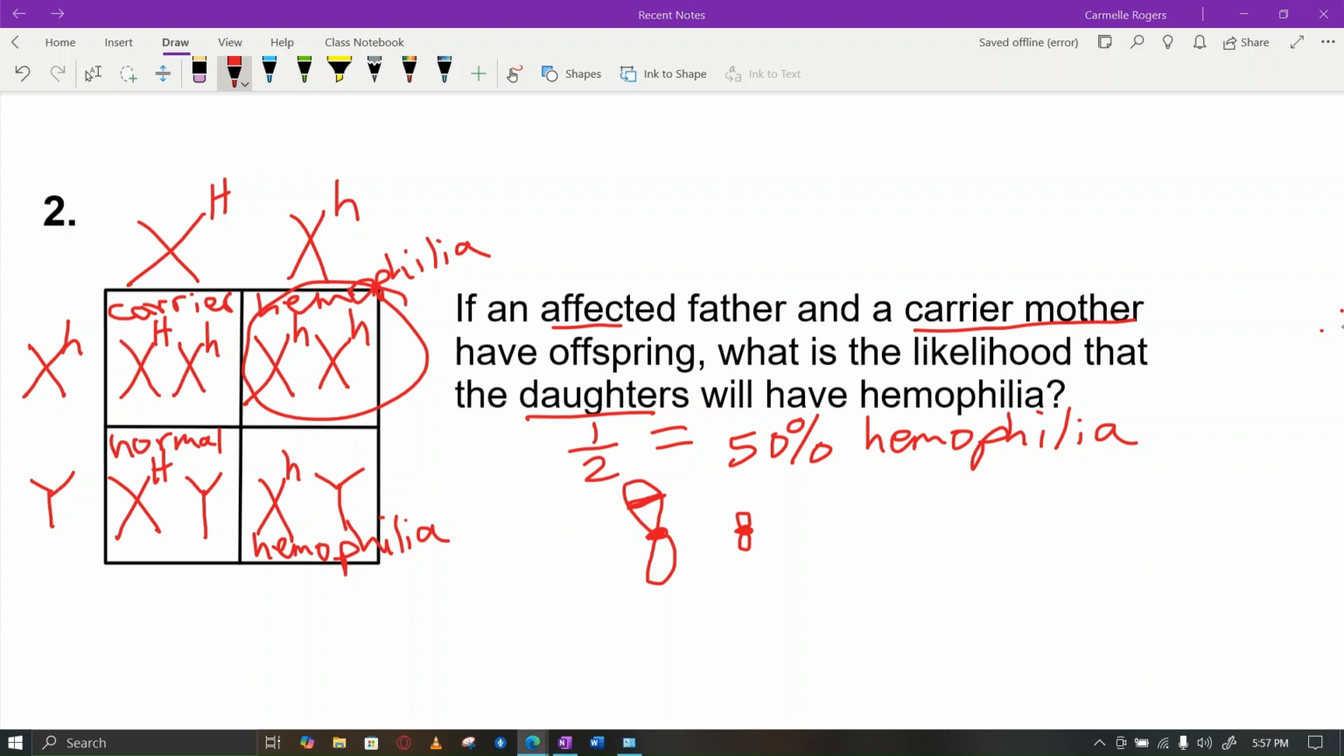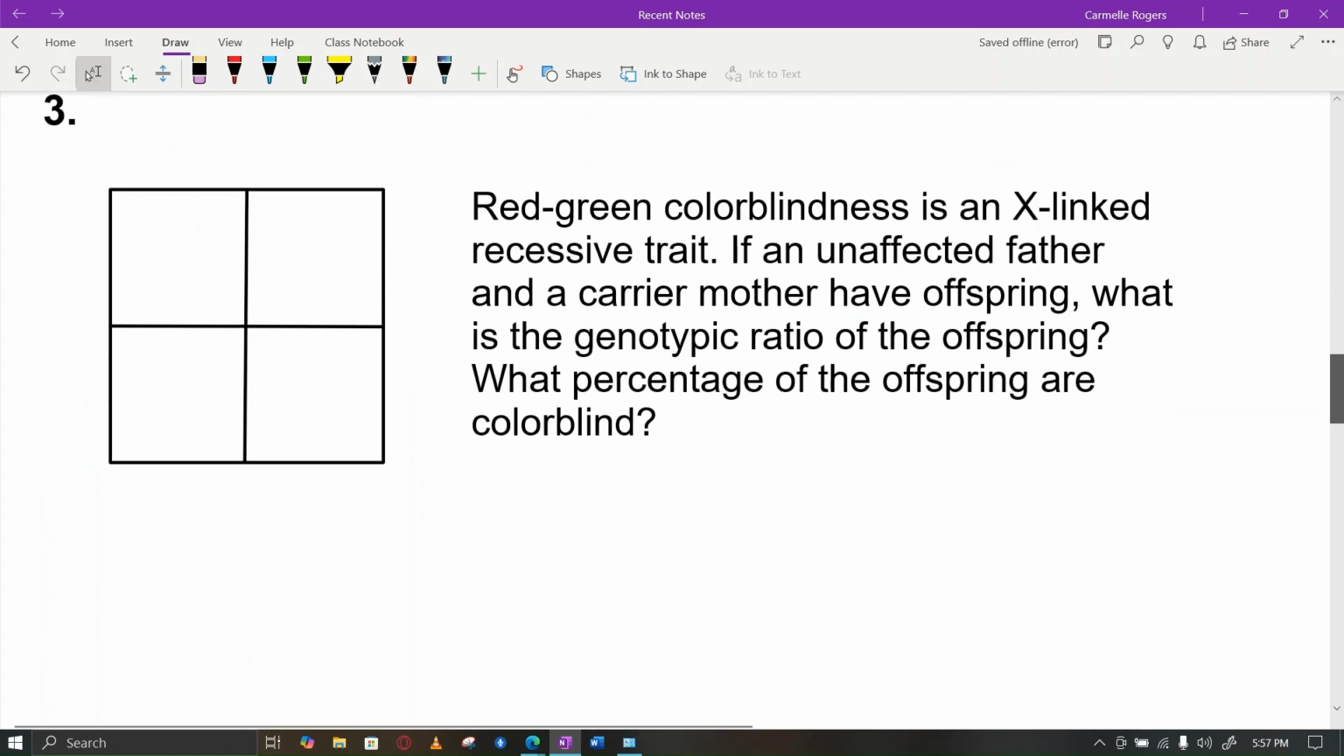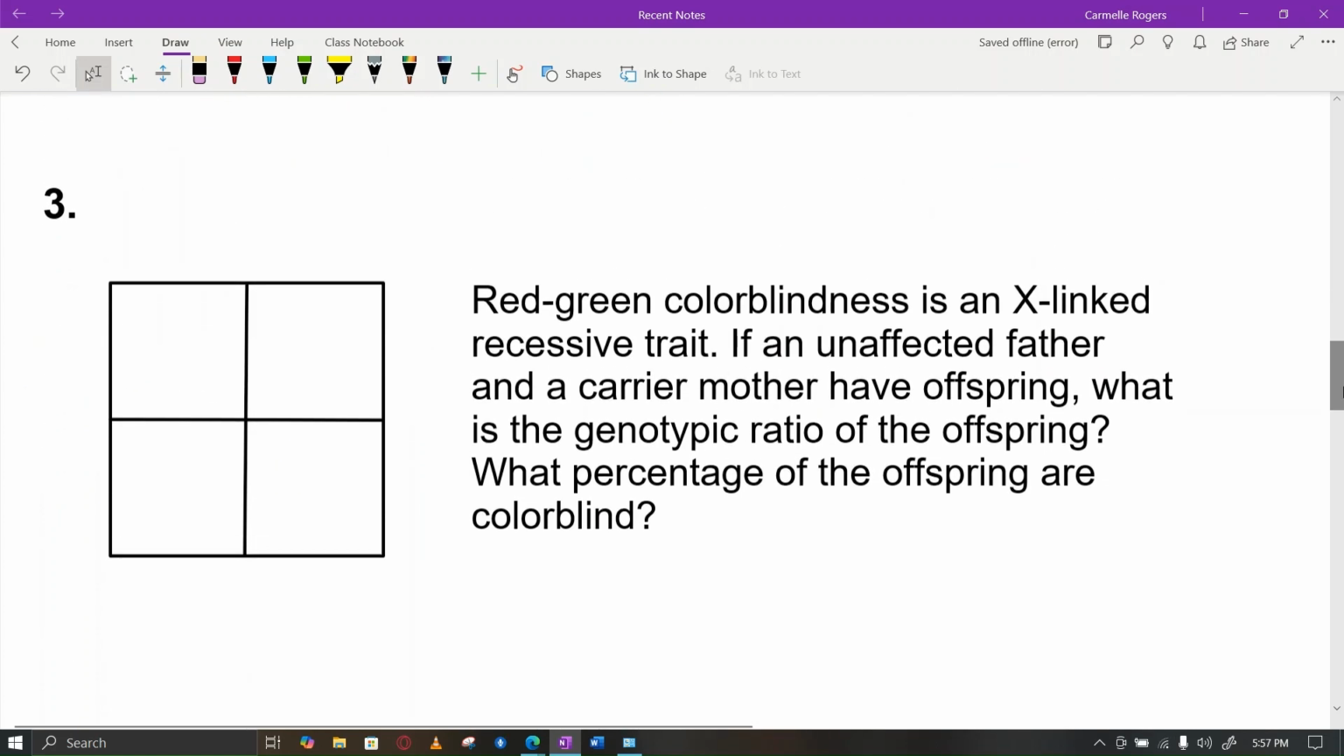Now let's get to our last question. And this one is over color blindness. And with color blindness, this happens because of a faulty gene that's normally important for making a photopigment. So photopigments help us to see color. And in individuals who have the red-green color blindness, they can't really distinguish all the shades of red and green.